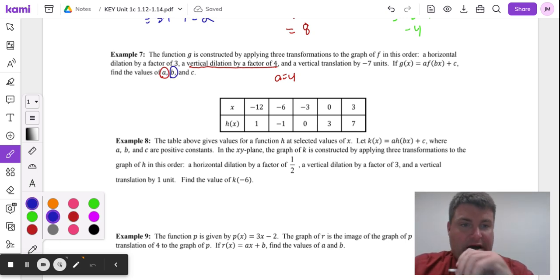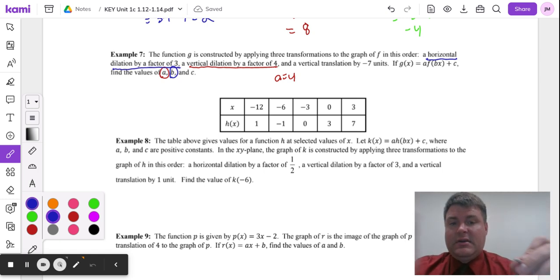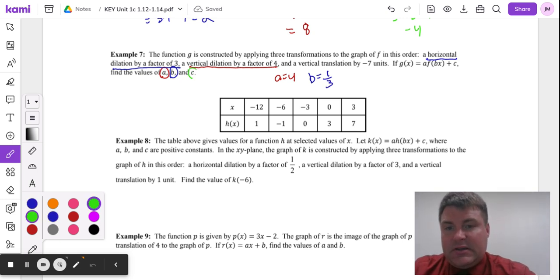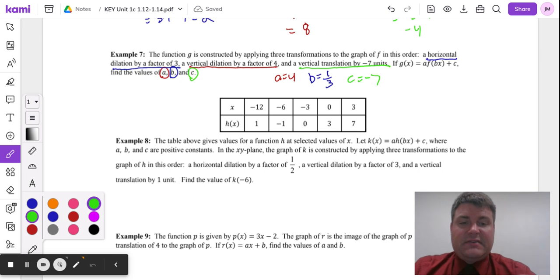B is going to be to the inside, so it's input, so it's going to be a horizontal dilation by a factor of 3. So for input, it's going to be opposite. So b is going to be 1/3. And then we'll do green for c. So c is going to be the translation, vertical translation by -7 units. So c is equal to -7.